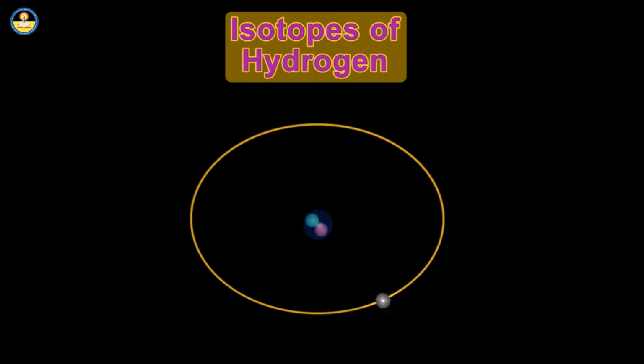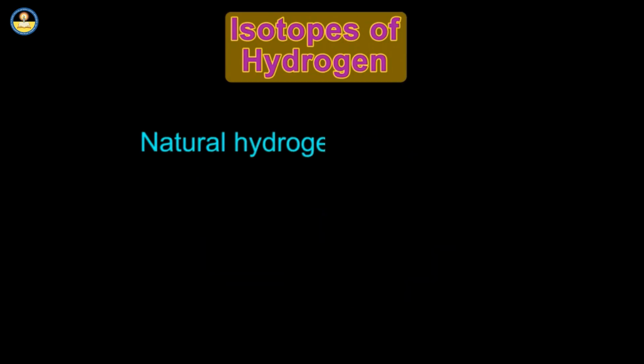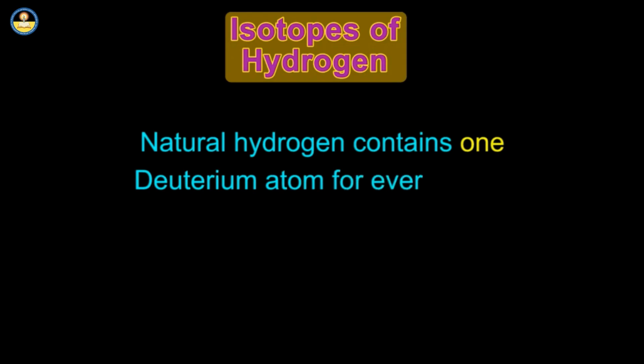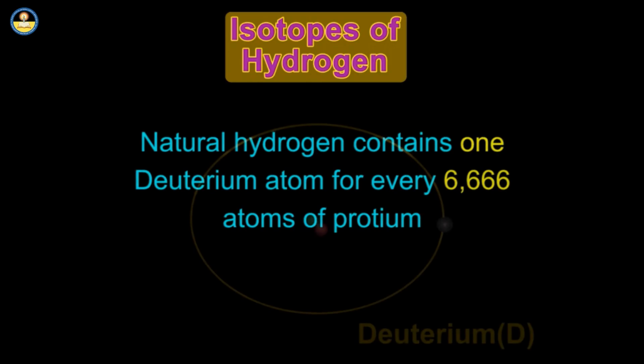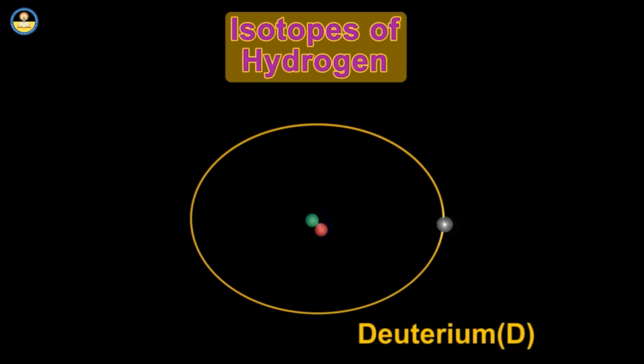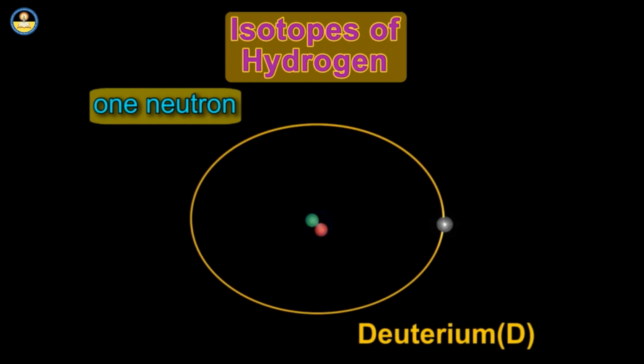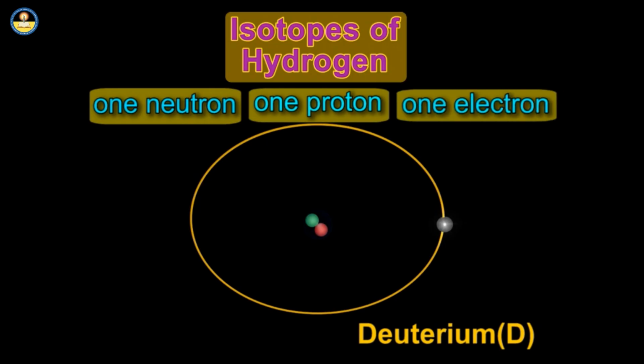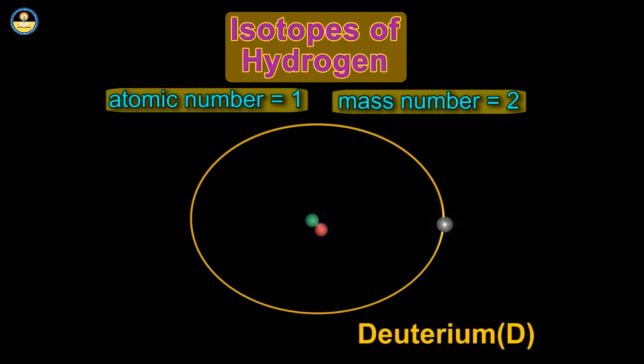The isotope hydrogen-2 is named as deuterium and is designated by symbol D. Natural hydrogen contains 1 deuterium atom for every 6,666 atoms of protium. Deuterium isotope of hydrogen has 1 neutron besides the proton. This means that its atomic number is 1 and mass number is 2.